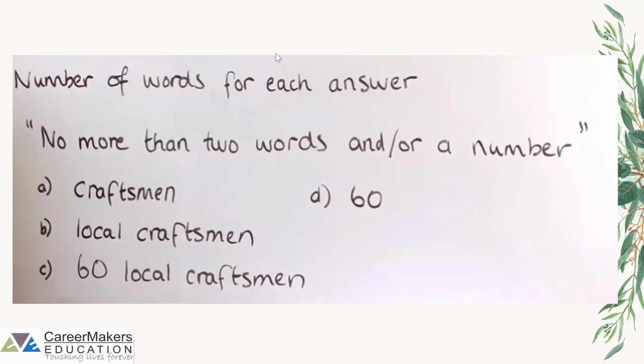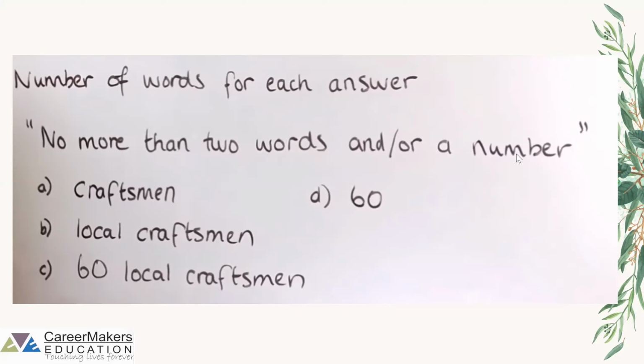Now this is very important for you to understand. इसमें सारे answer सही हैं. Because if I talk about answer number A, craftsman, this is also correct because it is lesser than 2 words. B, local craftsman, that is also correct because it has got 2 words. C, 60 local craftsmen, तो ऐसे केस में ये भी correct है क्योंकि यहाँ पे लिखा है 2 words and a number. यहाँ पे एक चीज मैं बताना चाहूंगा कि 2 words and a number है, इसलिए C correct है.